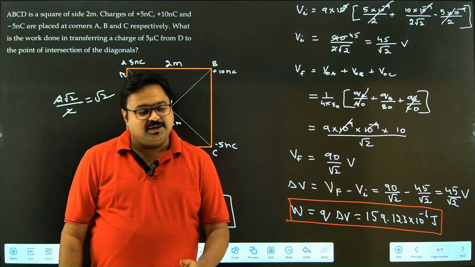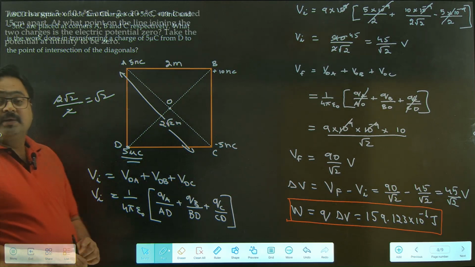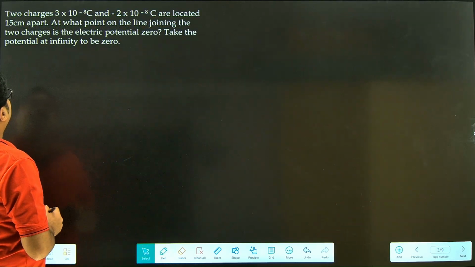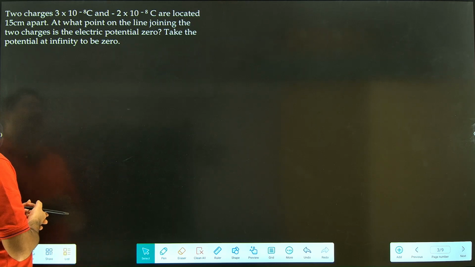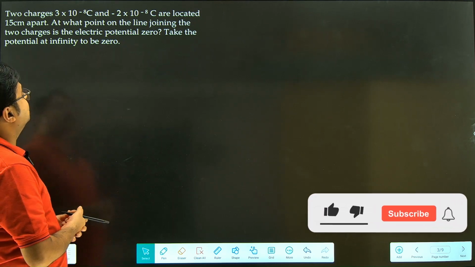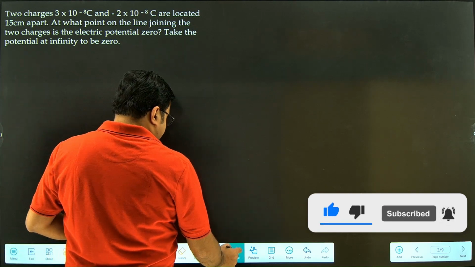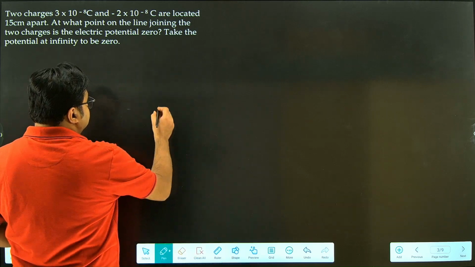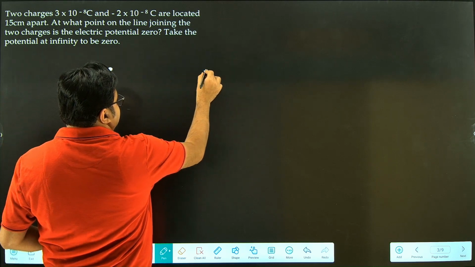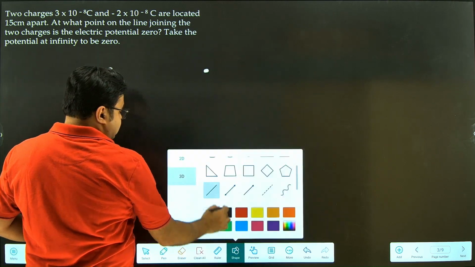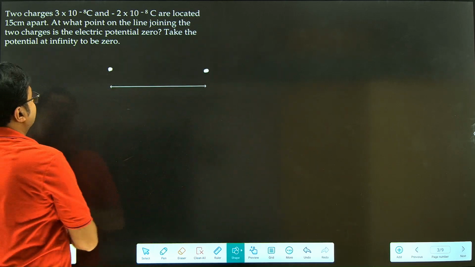With that knowledge equipped, we will go to the next question. Let's look at the next question. The next question reads, 2 charges 3 into 10 to the power of minus 8 coulomb and minus 2 into 10 to the power of minus 8 coulomb are located 15 centimeter apart. Let us visualize this. We have 2 charges here. Maybe I shall draw the first charge here and the second charge here. The question says both of these are separated by a distance of 15 centimeter.